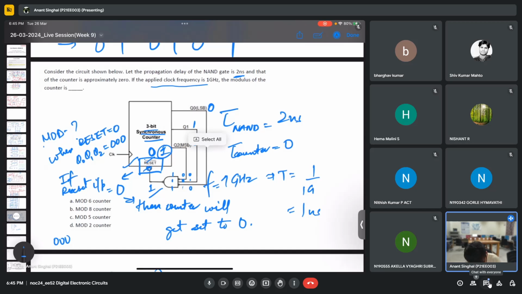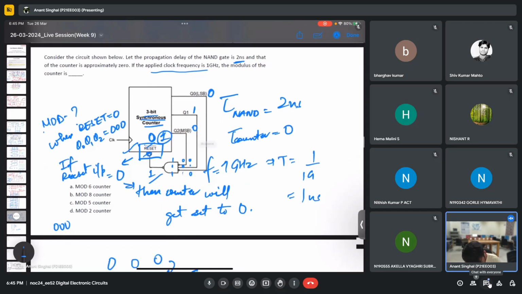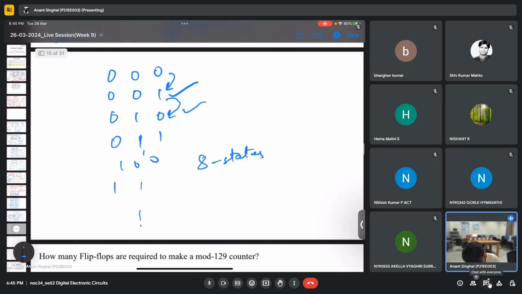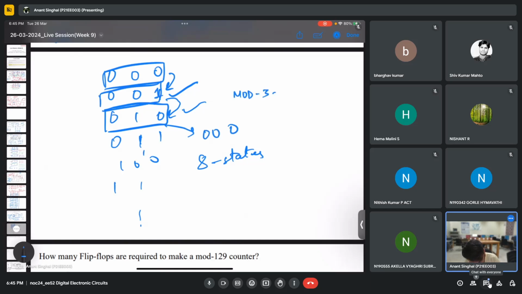So the output of this will be 0. So what will happen now? This will stop immediately at this state only, and the next state will become 000. So it will only count 3 states. So that will make it ideally a mod 3 counter. Is there any doubt till now?